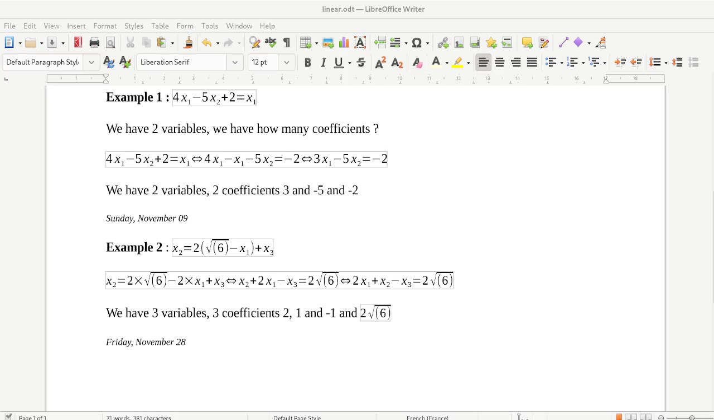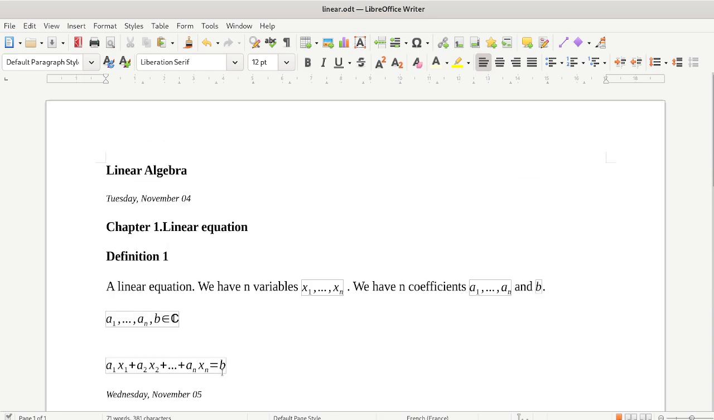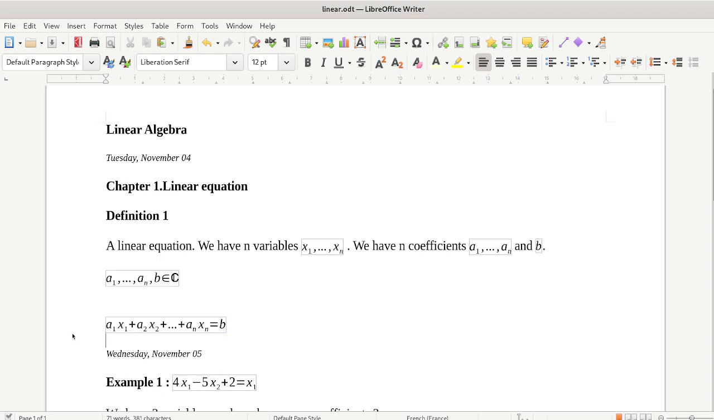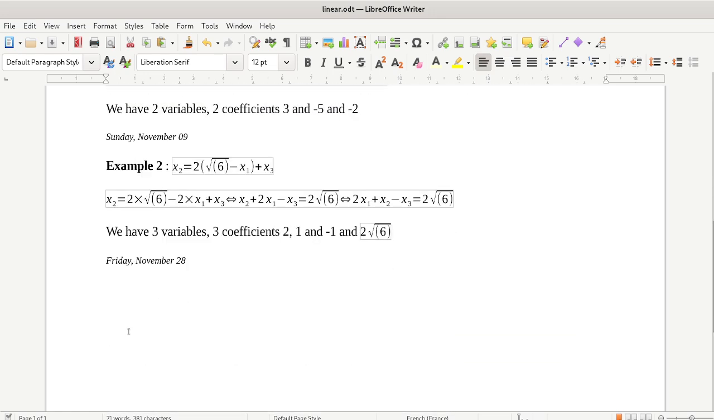So we continue linear algebra. We've seen the definition this month. What is a linear equation? It is something like that, this type of equation. We will see what is not a linear equation. For example, so we have example 3.